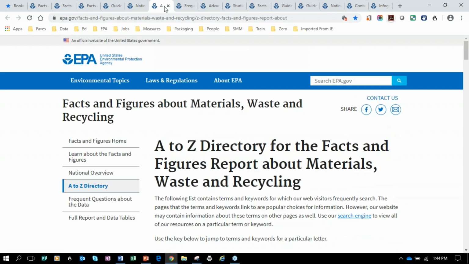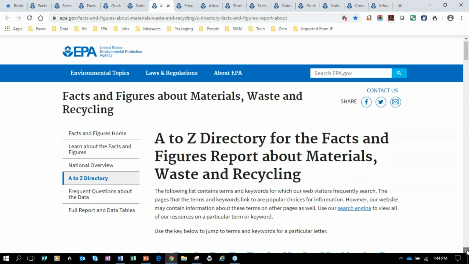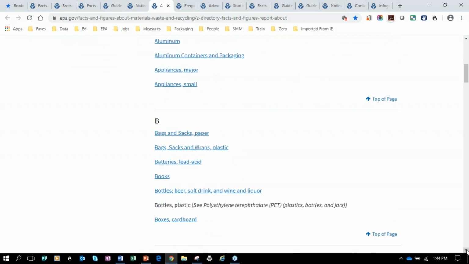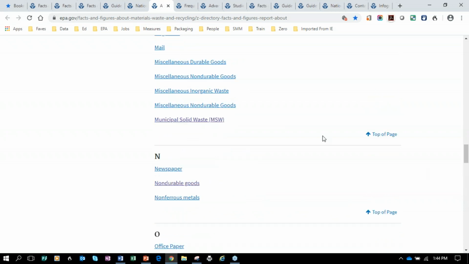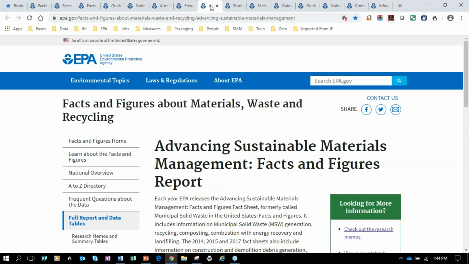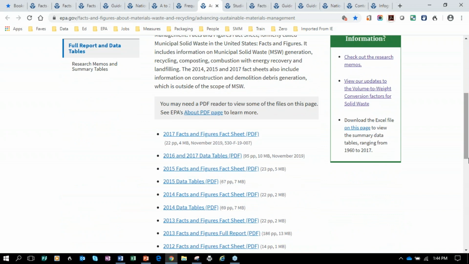Another way to find out about the materials or questions you might have is to go to the A to Z directory for facts and figures, where you'll have this glossary of all the particular commodities, products, appliances, and the like, so that you can search and find your particular area of interest and quickly get to that data and descriptions of those programs. There's also a page for frequently asked questions to help you find that. And then last but not least, you have the full data tables that are available. So we tried to make this as integrated as possible.